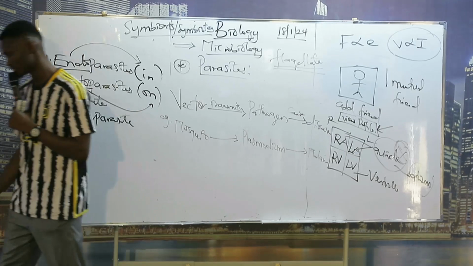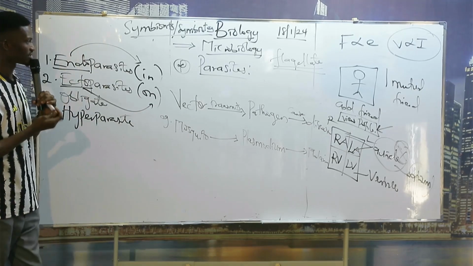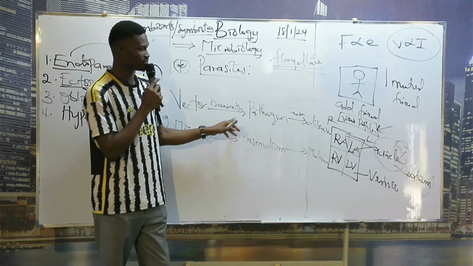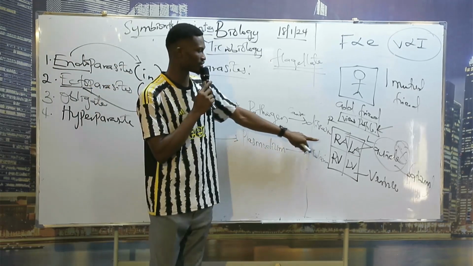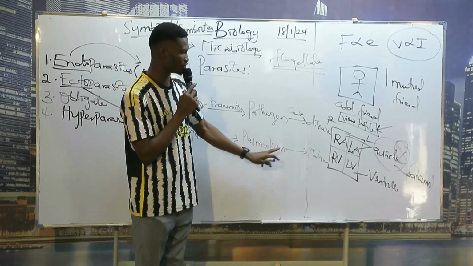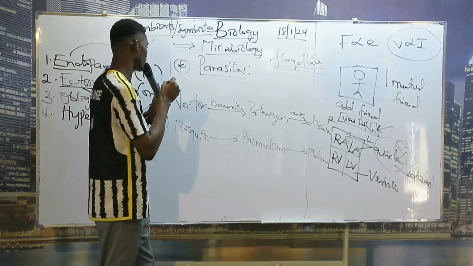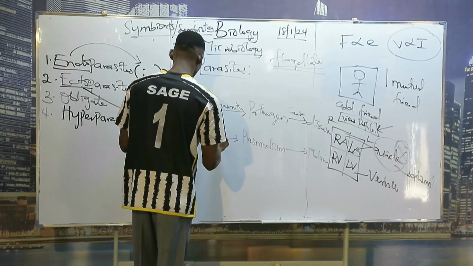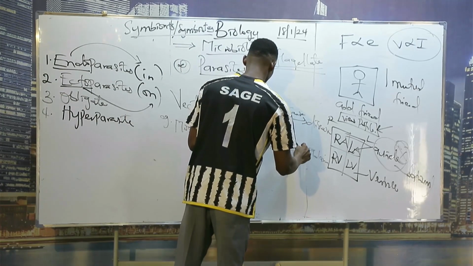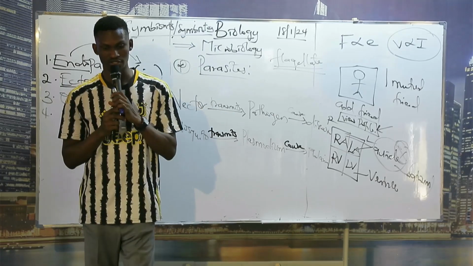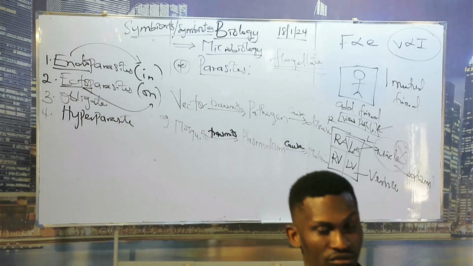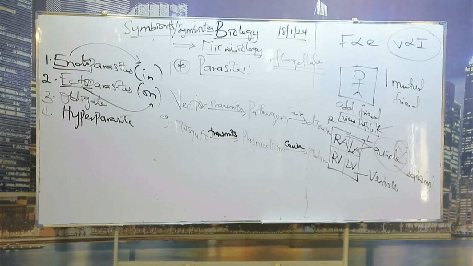Hope you can see what I wrote. What can't you see, please? I said vector transmits pathogen. Pathogen causes disease. Example, mosquito transmits plasmodium. Plasmodium causes malaria. So this thing is very important. It comes out in your JAMB. So you have to be attentive to that.